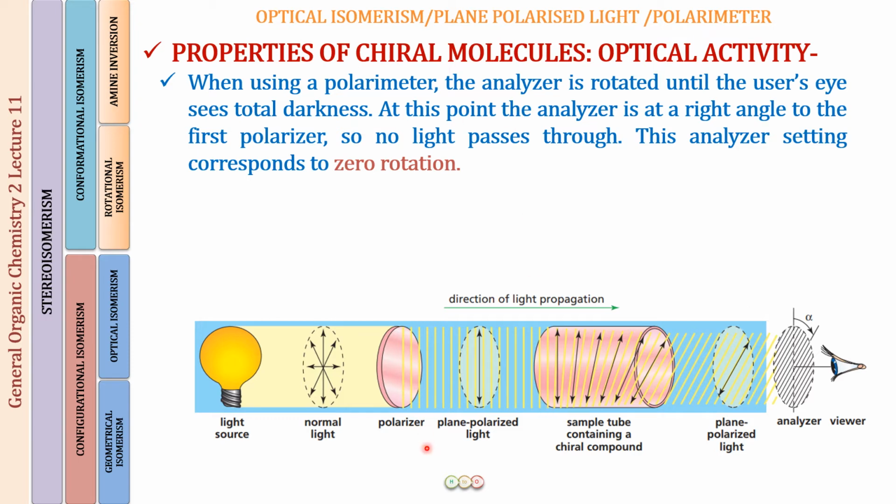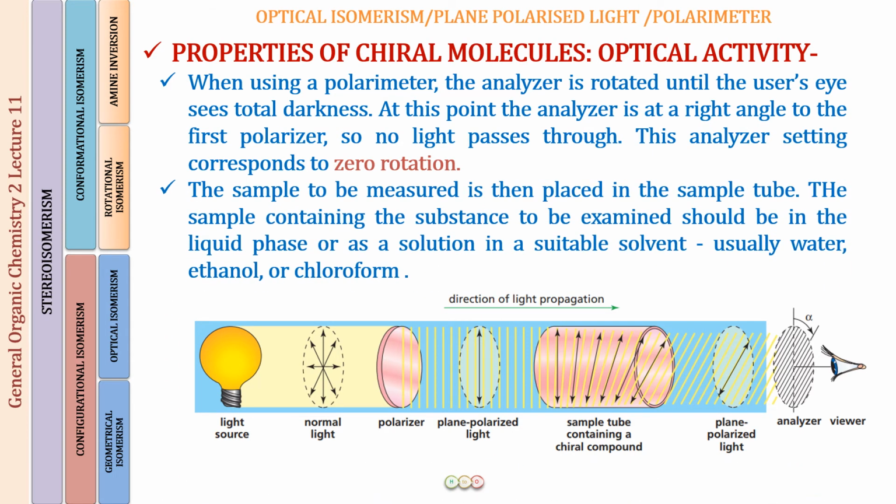For example, if the direction of this polarizer is vertical, we will have the direction of the analyzer horizontal, 90 degrees to it, so that no light passes through and we see complete darkness. At this point, the analyzer is at a right angle to the first polarizer so that no light passes through. This analyzer setting corresponds to 0 rotation.